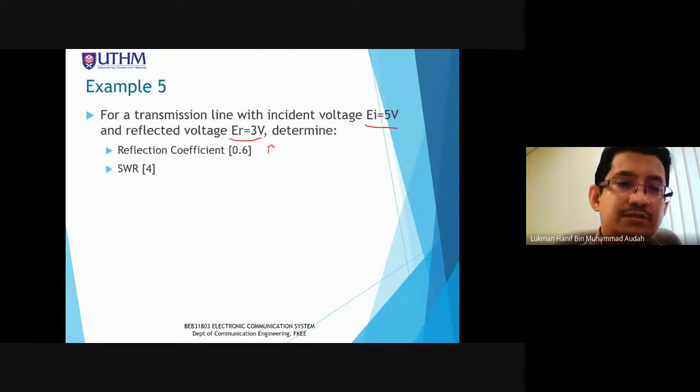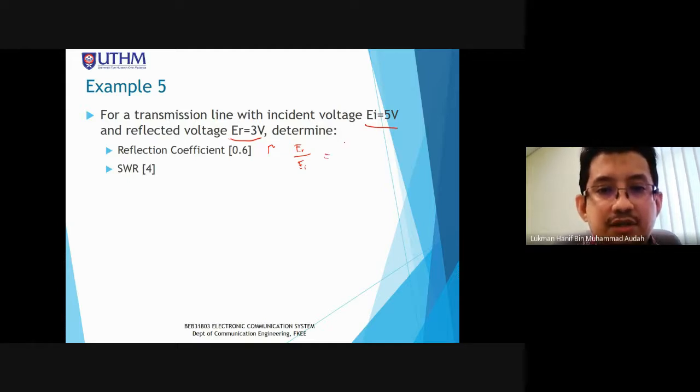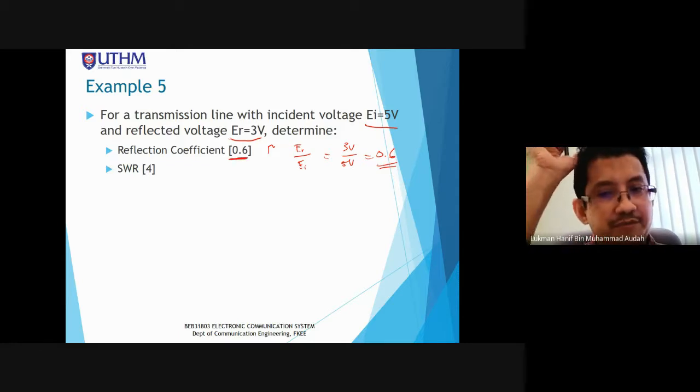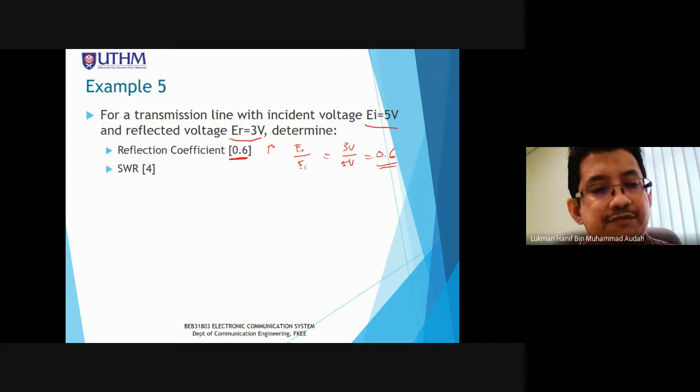Okay, so that means reflected voltage divide with incident voltage. So bermakna di sini adalah 3 volt dibagikan dengan 5 volt. So kita dapat 0.6. Okay, this is the answer, 0.6. Okay, and then what? Find the VSWR.